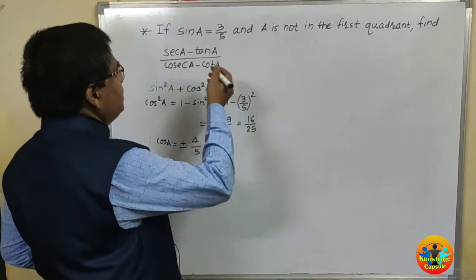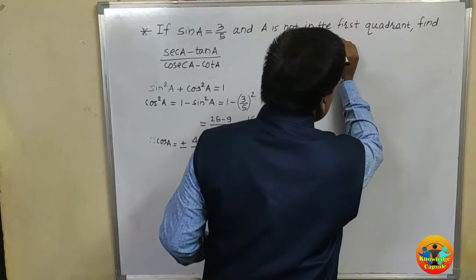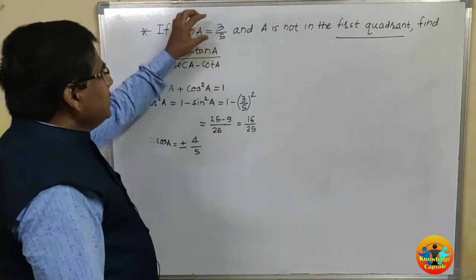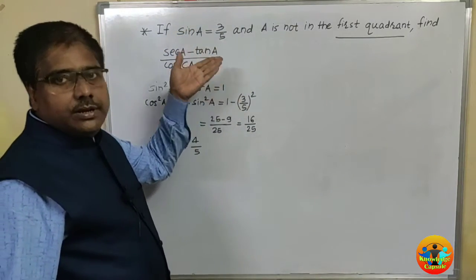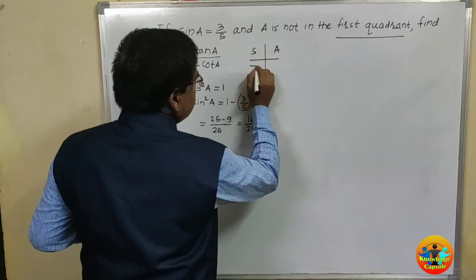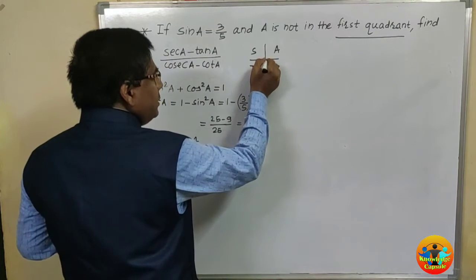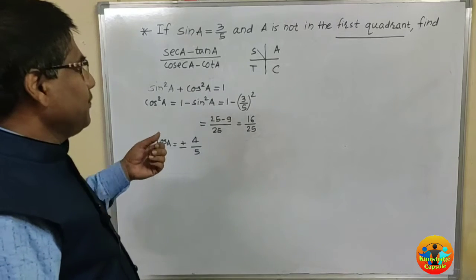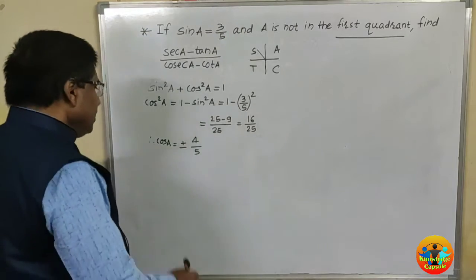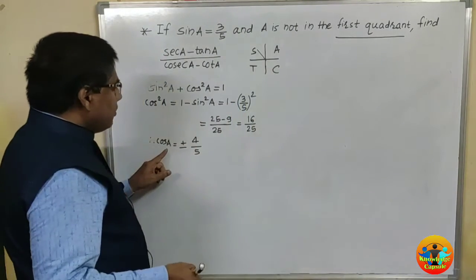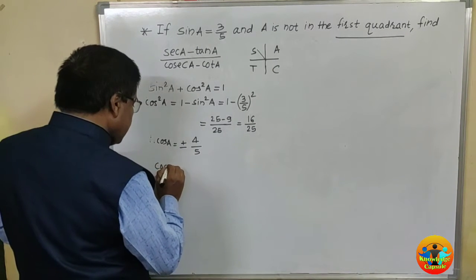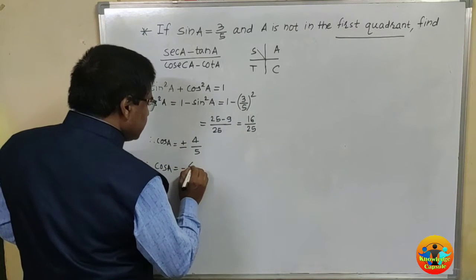As they have said, A is not in the first quadrant, and sin A is positive, therefore it should be in the second quadrant, because by ASTC, in the second quadrant sin and cosec are positive. And in the second quadrant cos is negative, that's why we have to accept the negative value. Cos A is equal to minus 4 by 5.